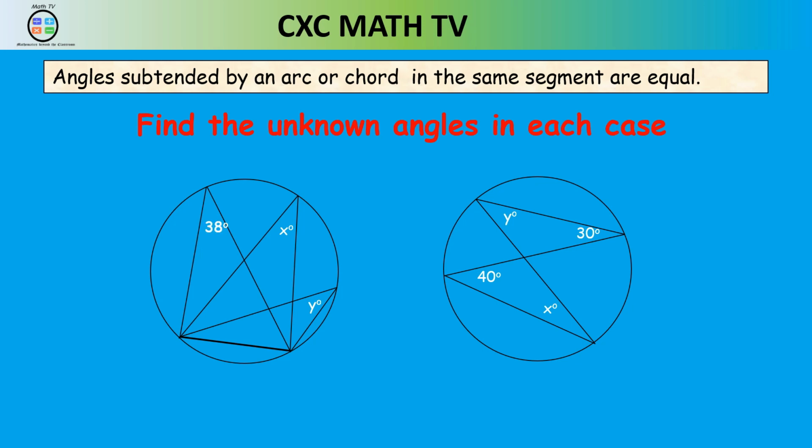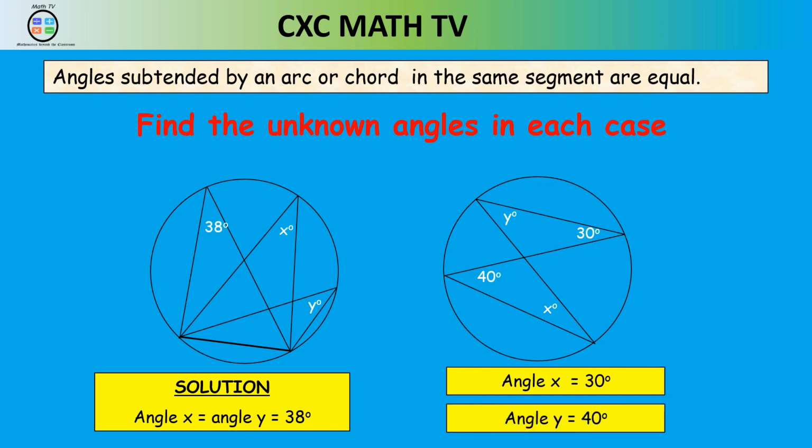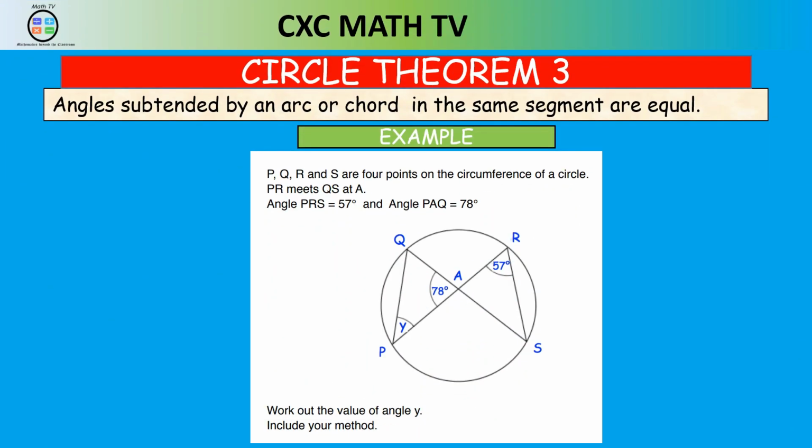So as you paused and attempted, you should have clearly stated angle x is equal to angle y, which is 38 degrees. And we should have stated that angle x over here is 30 on the right and angle y is 40 degrees. Easy, easy, easy. Nice. Let's see how they'd apply it to a more challenging question. So pause and attempt this one.